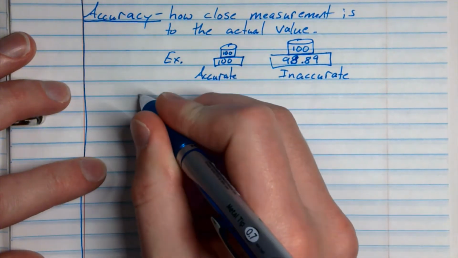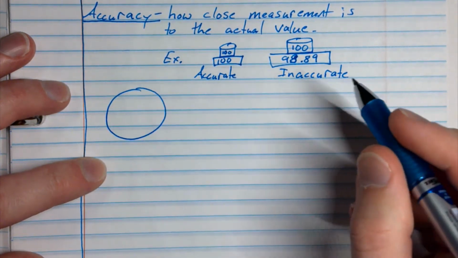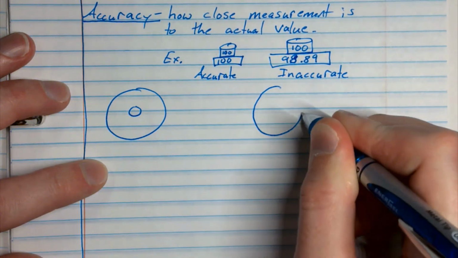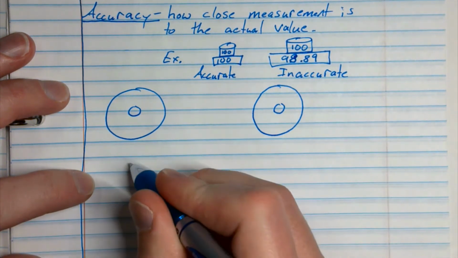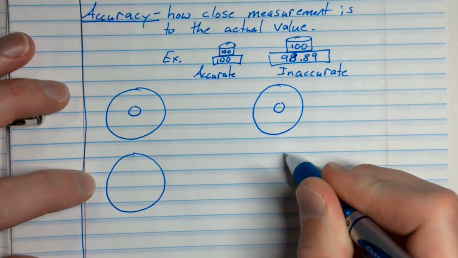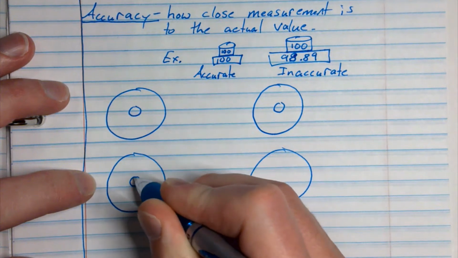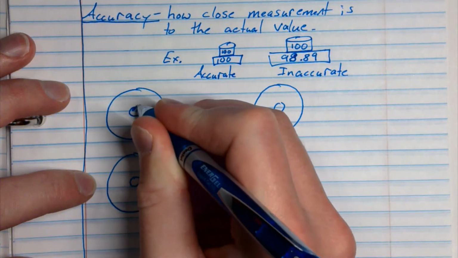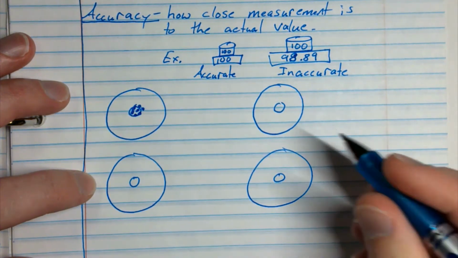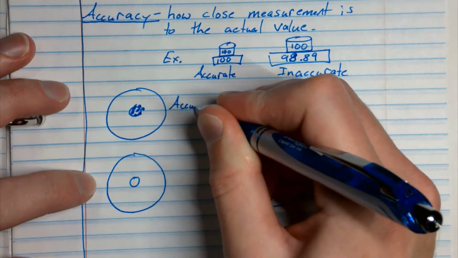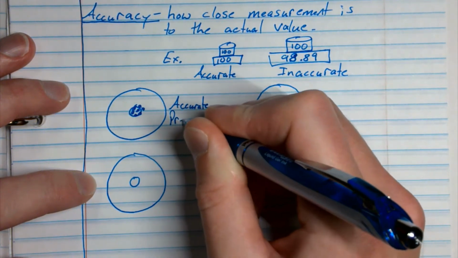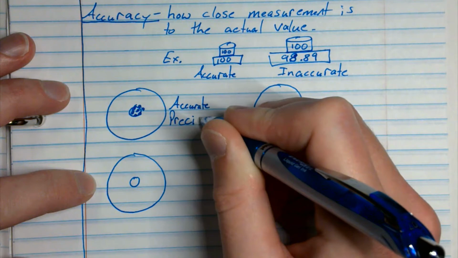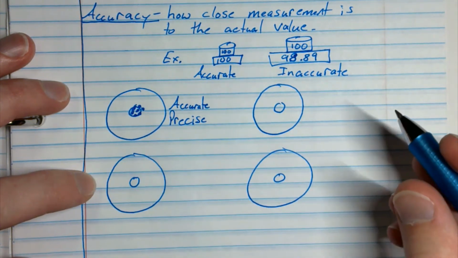So I'm going to draw some circles. I could totally make that bigger, but I'm not going to. It's fine. Okay, so I have my targets, and these ones are all really close together in the bullseye, and I'm going to put accurate and precise. Did I spell that wrong? No, I did. Good. Okay, so that one's accurate and precise.